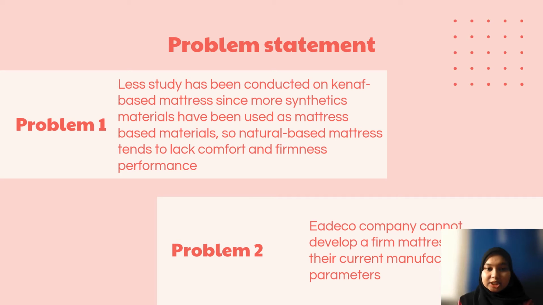Hence, the mattress created from materials like Kenaf will lack comfort and firmness performance properties as the physical and mechanical properties. This has not been properly investigated. Thus, a study on the mattress manufacturing process materials parameter using Kenaf and polyester is required in order to produce mattress filler with desired compression performance in order to reach a good firmness in mattress.